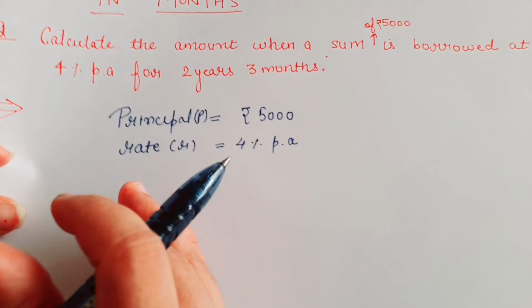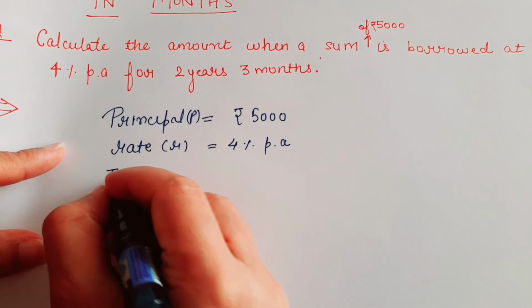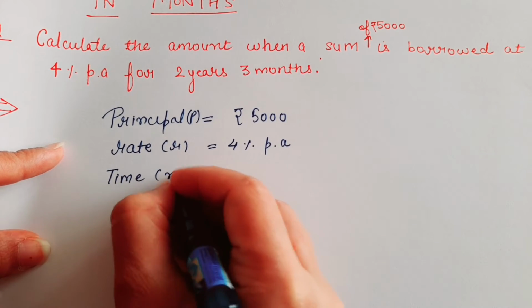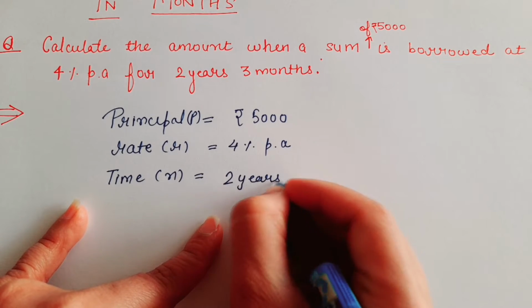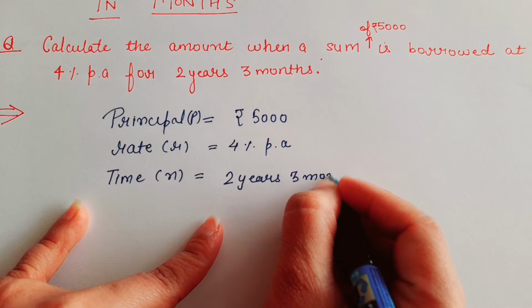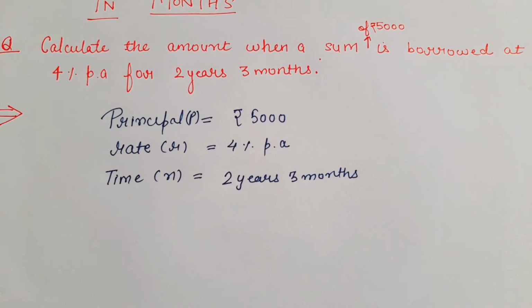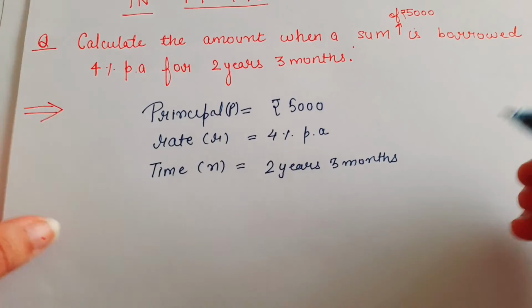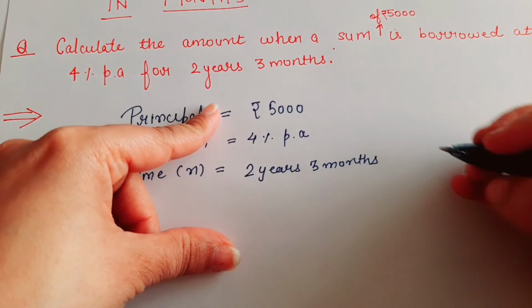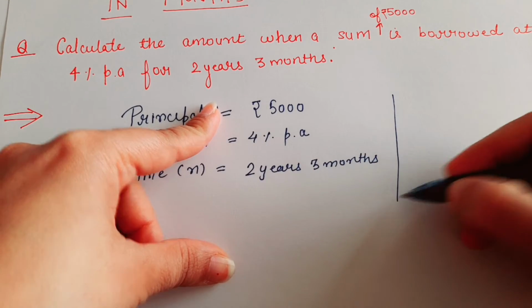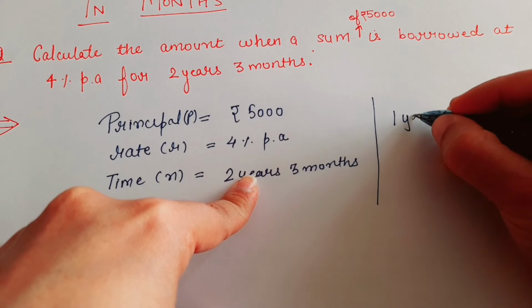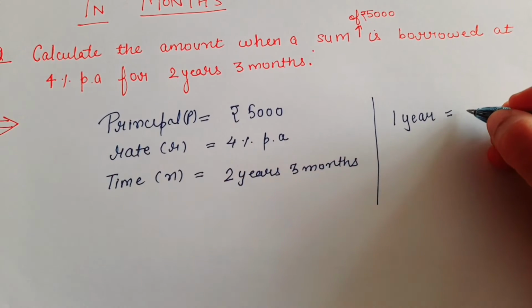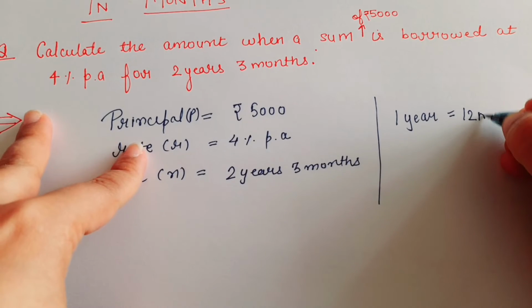What is time here? The main concept is that time is given in months. So you have time 2 years and 3 months. Now we need to find how we can calculate the simple interest. First of all, we will convert this time into years. Now we know that 1 year is equal to 12 months.